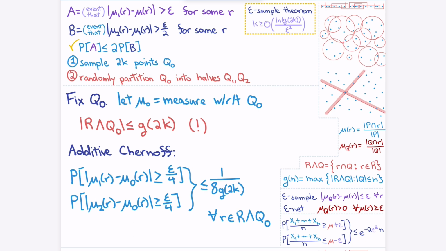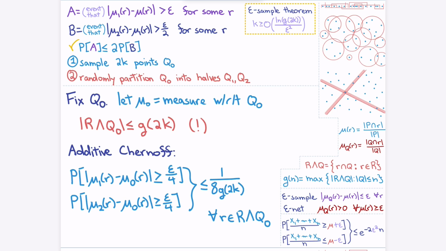...is at most G of 2k, okay? And we've chosen k big enough that you can just apply the additive Chernoff bound to each of these. So for any one of these ranges in Q0, if I'm letting mu0 denote the measure in Q0 now, mu1 is for Q1, mu2 is for Q2, and mu0 is for this initial sample of 2k points.